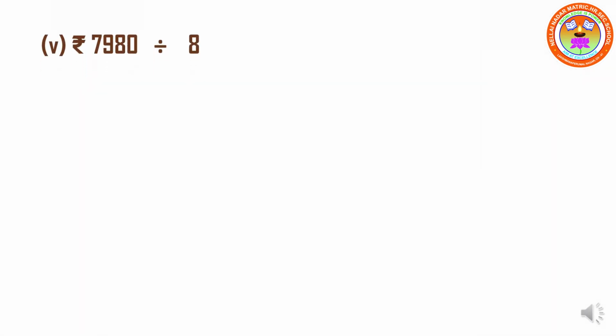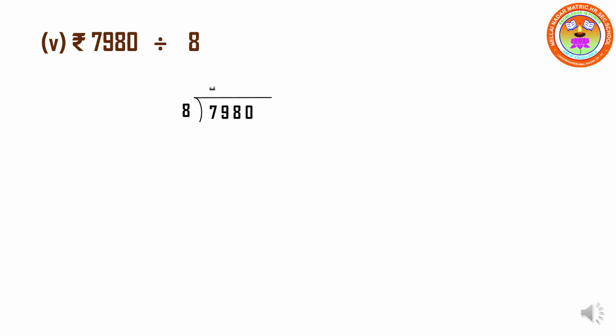Next question. 7,980 rupees divided by 8. So now let us begin the division. 7,980 is the dividend and 8 is the divisor.